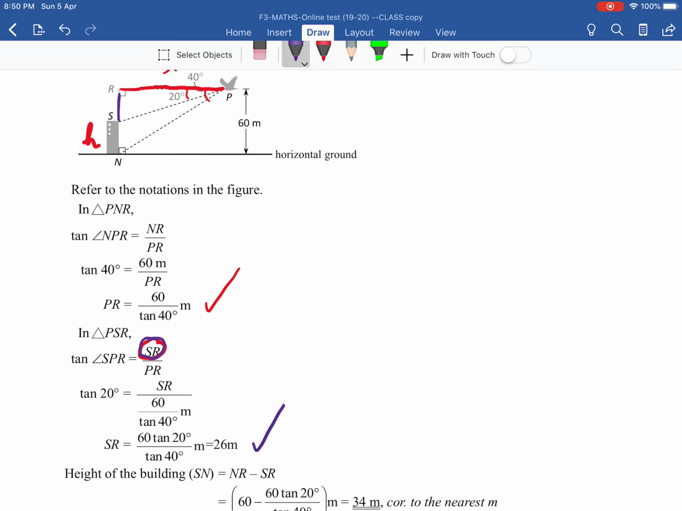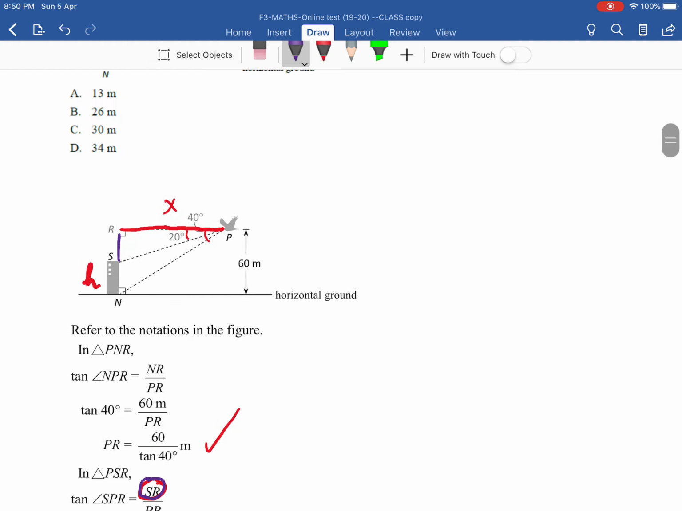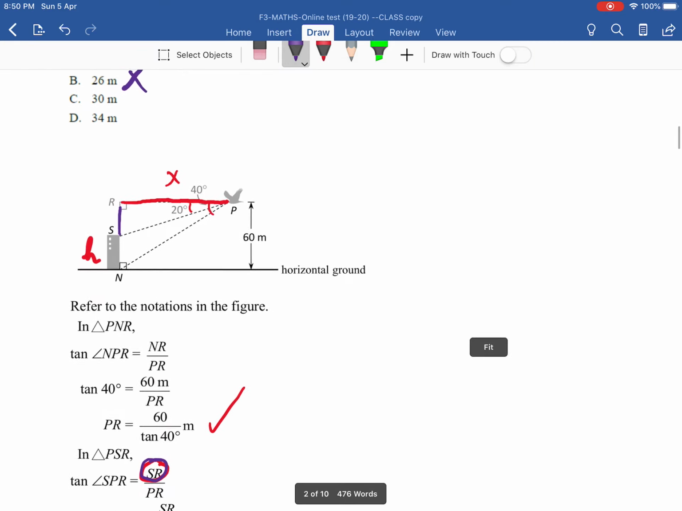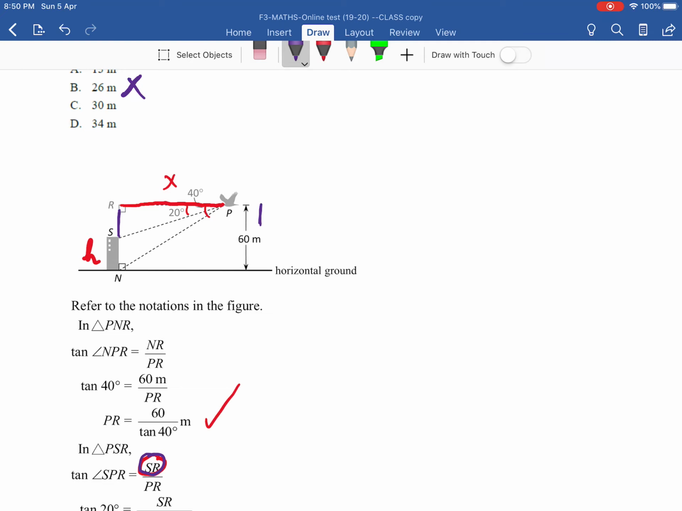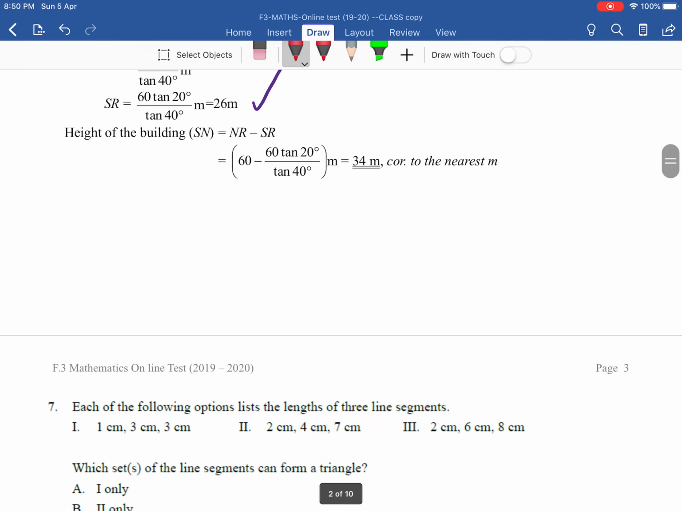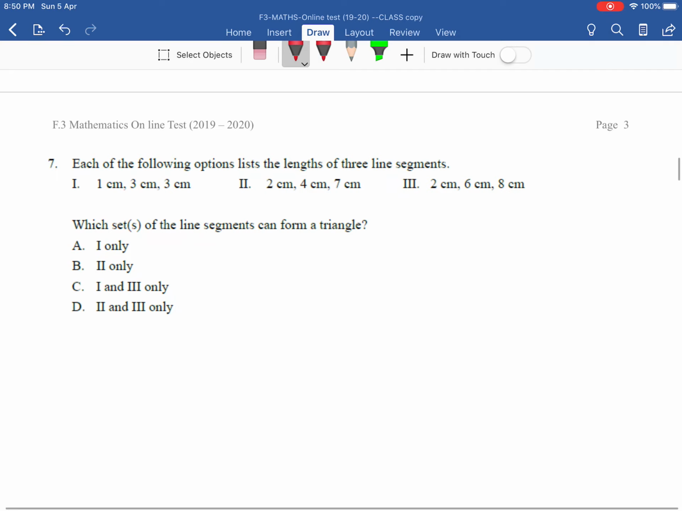SR is 26 meters, then you can find out, but the answer is not 26 again. Don't be very careless. The answer should be the whole one, 60 minus this 26. So the answer should be 34, D.